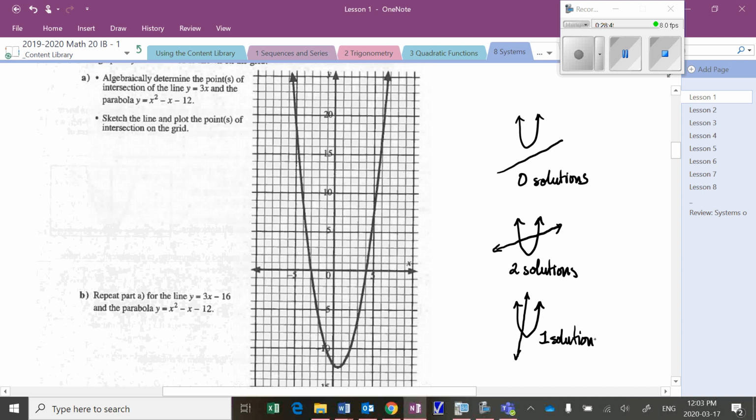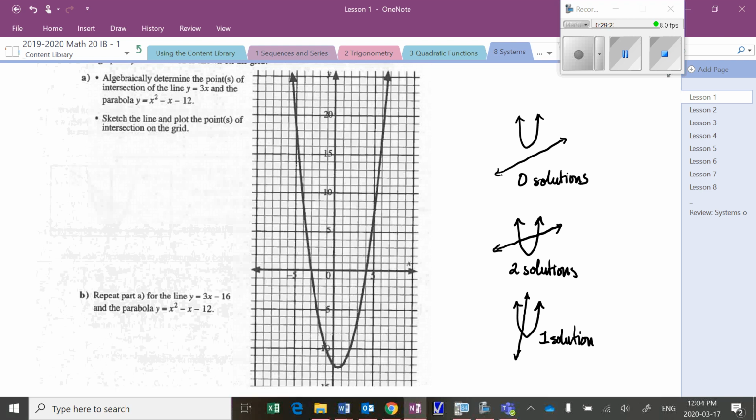And of course, the question that often comes up is, well, does a line have to be straight? Yes, all lines are straight. And even if you consider the lines that you guys are graphing in the form of y equals mx plus b, yes, they are all going to be straight lines that you can draw with your ruler. Okay, so these are the three different possibilities, of course, then 0 solutions, 2 solutions, and 1 solution.